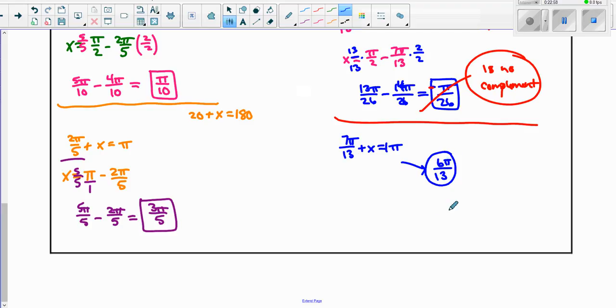13 pi over 13 is just 1. But you could also do it the long way and say x equals pi minus 7 pi over 13. And to get a common denominator, we'd have to multiply this side by 13 over 13, which gets 13 pi over 13 minus 7 pi over 13, which gives you that. Okay?